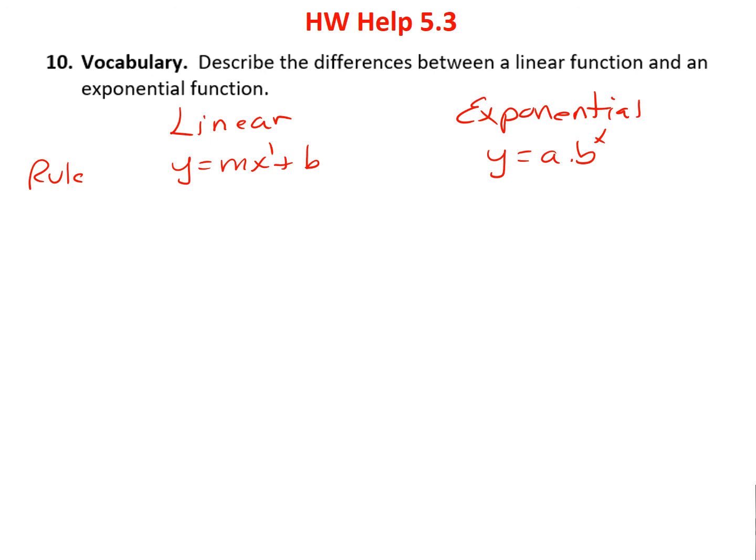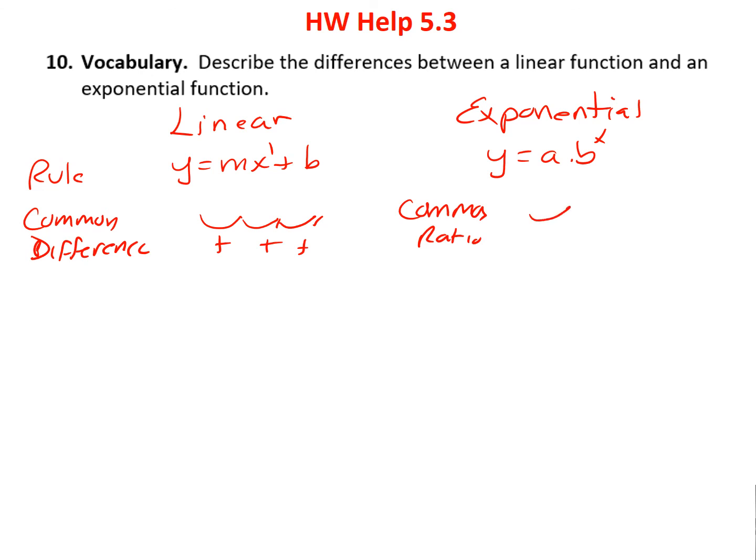Another thing you would notice the difference of is that in a linear, it has a common difference, meaning that if you have successive numbers, you're adding something to them. Whereas here, you have a common ratio, and often if you're looking at changes between the numbers, they're usually being multiplied by some number.